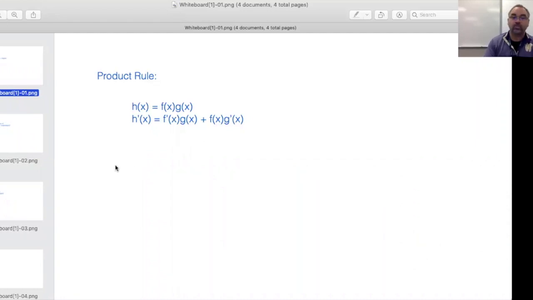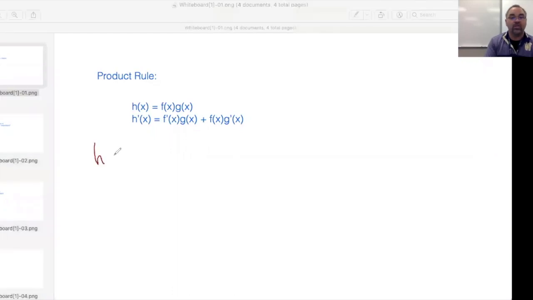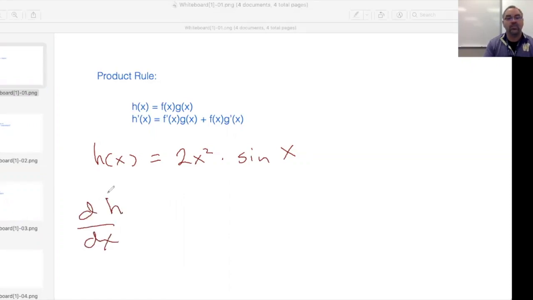There you go. So if I do a quick example here, if I have h of x and I define that to be, let's do 2x squared times the sine of x, so that we have a nice product of these two continuous functions. Polynomial functions, we love them. Continuous, differentiable everywhere. So 2x squared is definitely continuous and differentiable, and the sine wave is definitely continuous and differentiable everywhere.